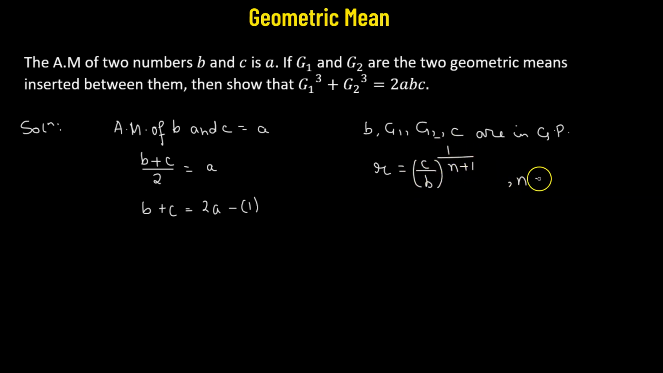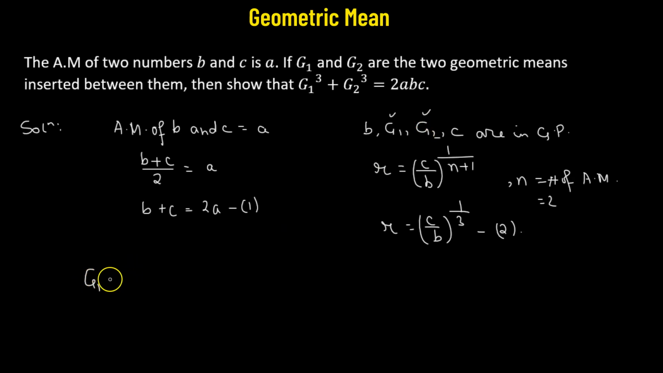Here n represents the number of means. Since we have two means, g1 and g2, the n value is going to be equal to 2. So we have c over b whole raised to the power of 1 over 2 plus 1, so that's going to be 3. Let this be equation number 2. Now that we have the value of the common ratio, we can also obtain the value of g1 and g2.